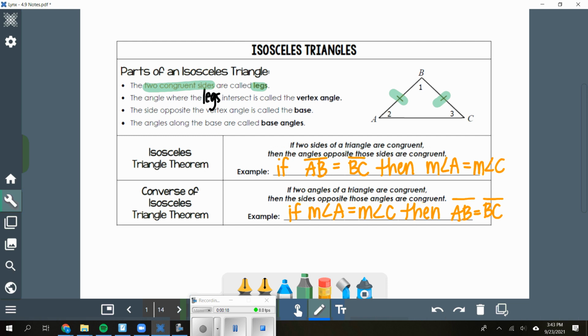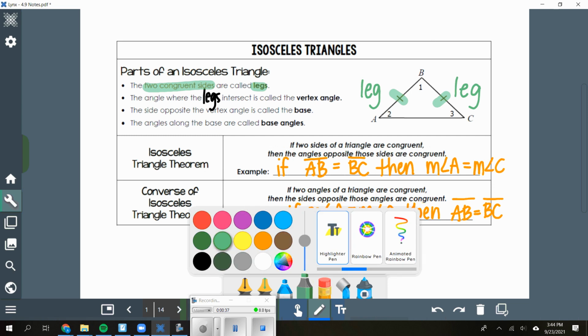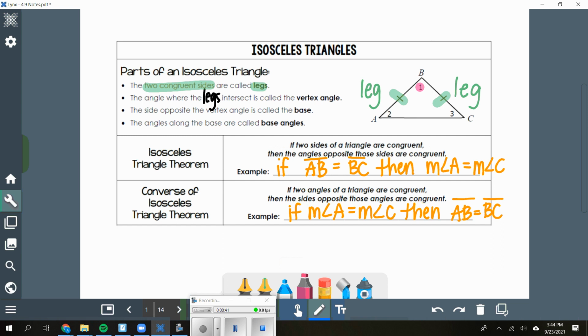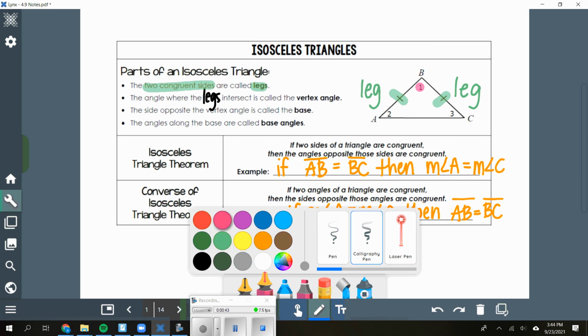So that's these two sides right here. I know they're congruent because they put tick marks on them. So these are the legs of my isosceles triangle. And where those two legs intersect, that angle is called your vertex angle. So where my two legs intersect is right here at angle B. So angle B is going to be your vertex angle.